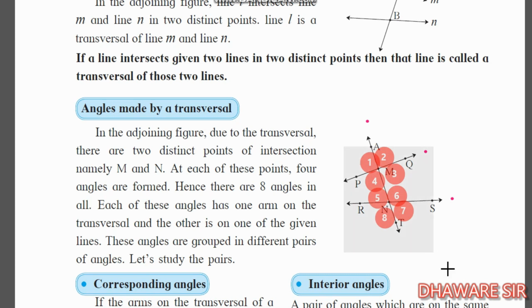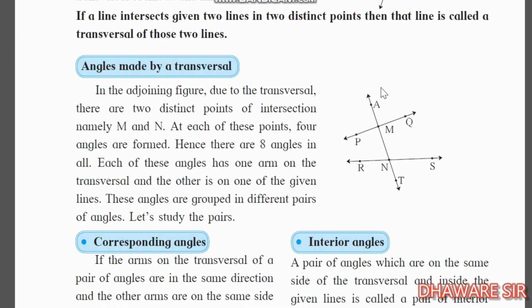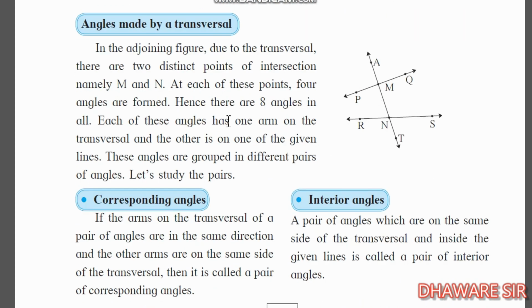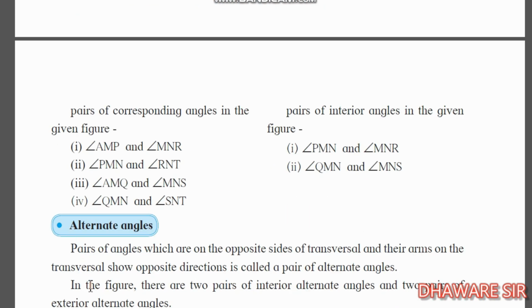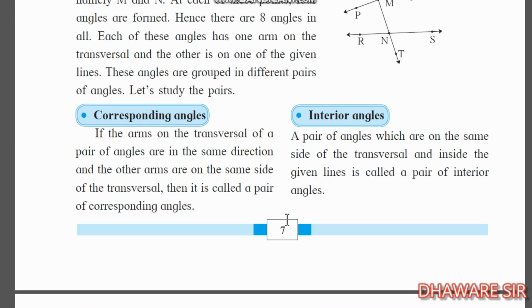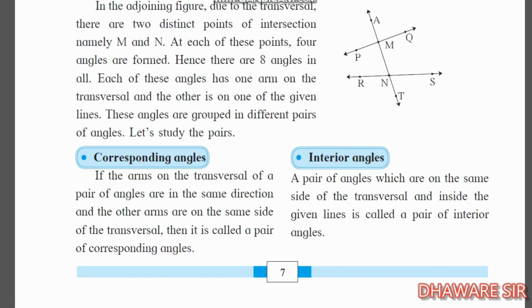We are going to learn about these angles. Some pairs of the angles are known as corresponding angles, interior angles, and the last one is the alternate angles. So what is the corresponding angle? Let us see. If the arms on the transversal of the pairs are in the same direction and same side, this is very simple to identify the corresponding angle.